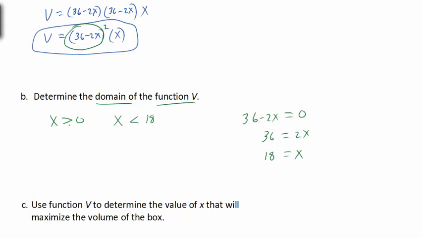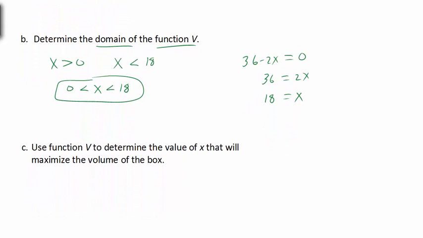So we have x has to be greater than 0 and x has to be less than 18. So our domain, we could write this as 0 is less than x is less than 18. And what this is basically telling us is our domain, our x value, has to be between 0 and 18, because that's the amount of material that we can possibly cut out.